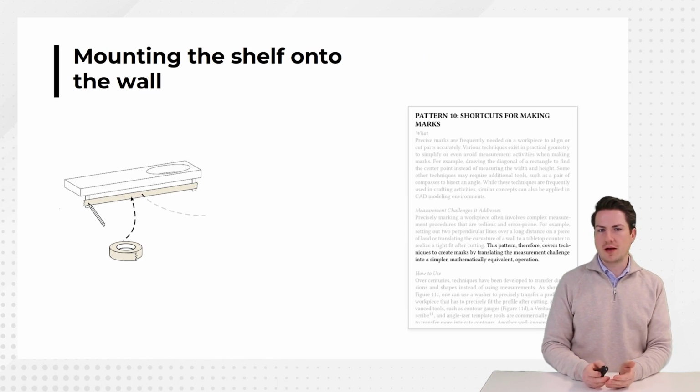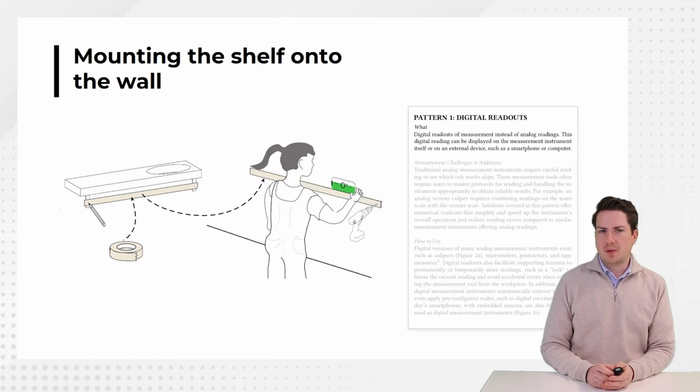After screwing 2 brackets to the plank, holes have to be drilled in the wall, precisely matching the distance between the 2 brackets. And here, pattern 10 can again be used, which includes clever tricks using paper tape to transfer the holes onto the wall. The paper tape can then be applied to the wall and readjusted until it's perfectly leveled. And instead of using a spirit level, a leveling app on the phone can be used, which offers digital readouts of angles instead of looking at analog tick marks, which is oftentimes more error prone. This final step leverages pattern 1, digital readouts.